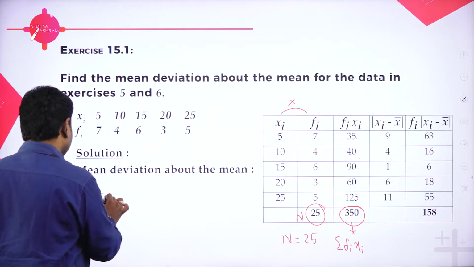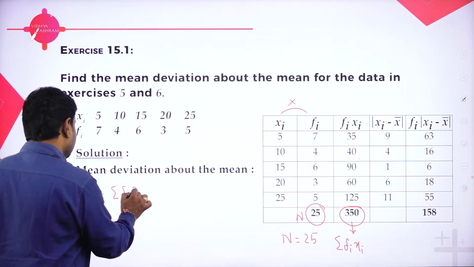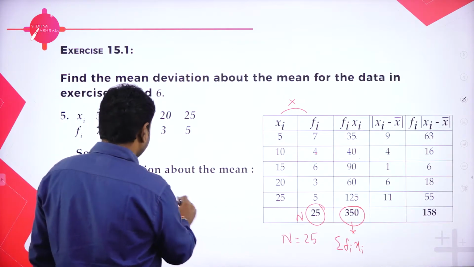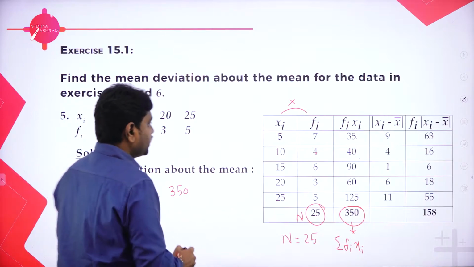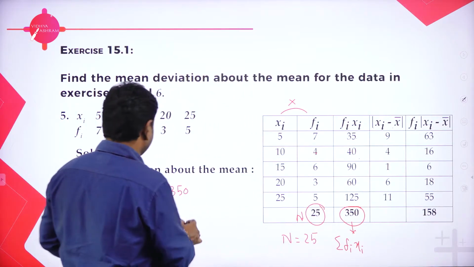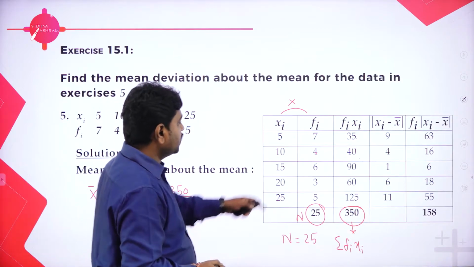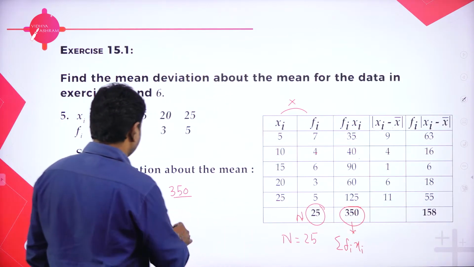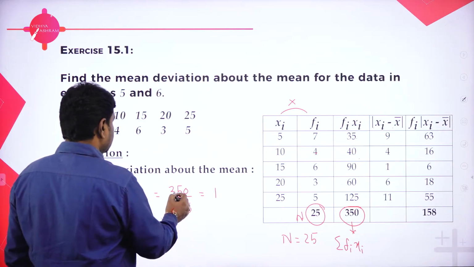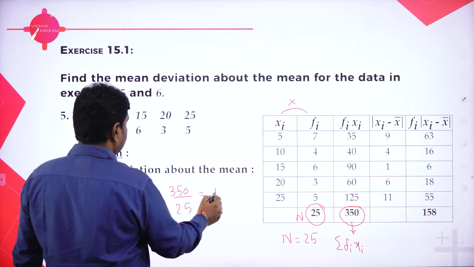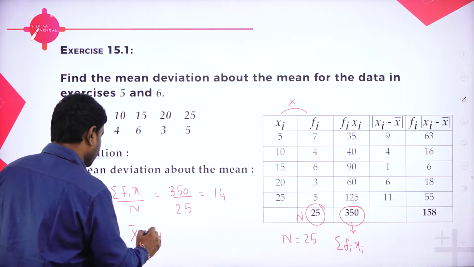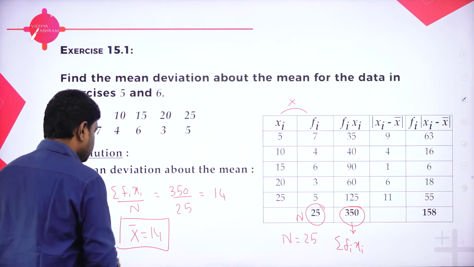What is mean? Sigma fi xi divided by capital N. Sigma fi xi is 350, that is the numerator, divided by N. N means sum of the frequencies, that is 25. Divide it. 25 ones are 25, 10, 100, 25 fours are 100, so 14 is the mean. First you should get x bar, you got 14. Your task is to get mean.